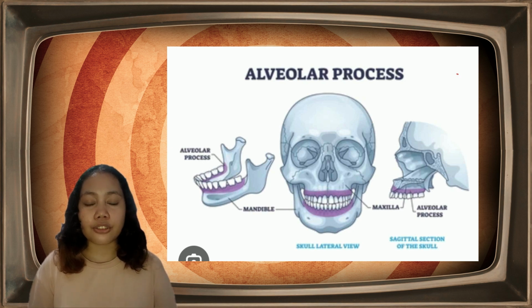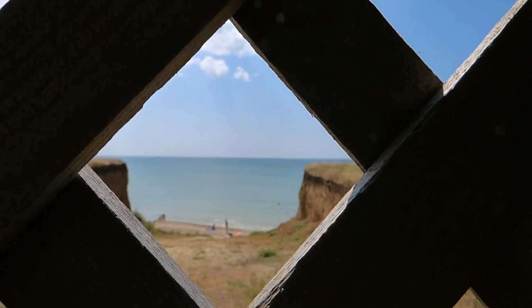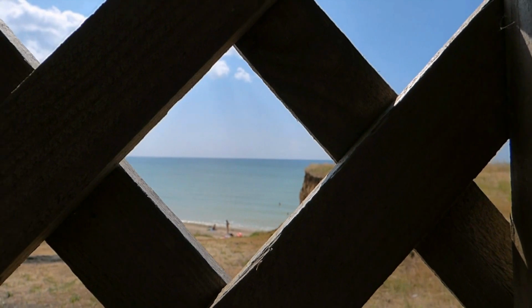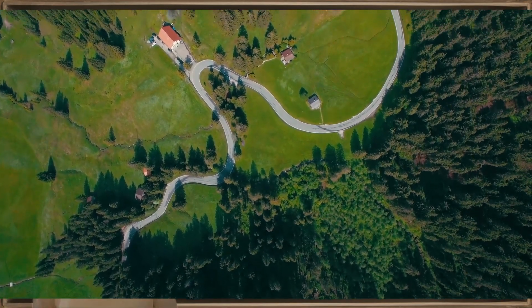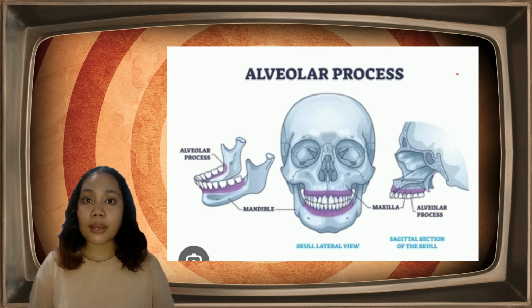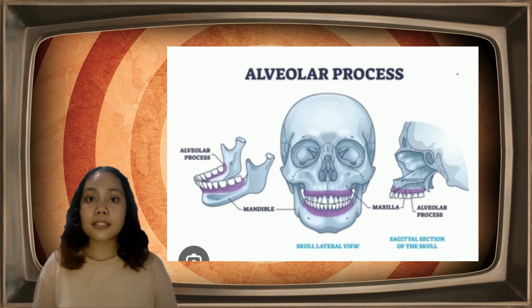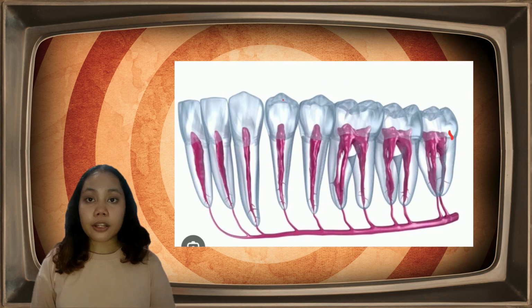Ito yung part ng jawbone na humahawak sa mga ngipin para manatili silang nakaayos. Imagine as poste ng bakod ng ngipin at ang alveolar process ay parang lupa that keeps our teeth sturdy and secure. Katulad ng lupa na pwedeng i-shape at galawin, this bone can change over time, especially if you lose a tooth or get braces.